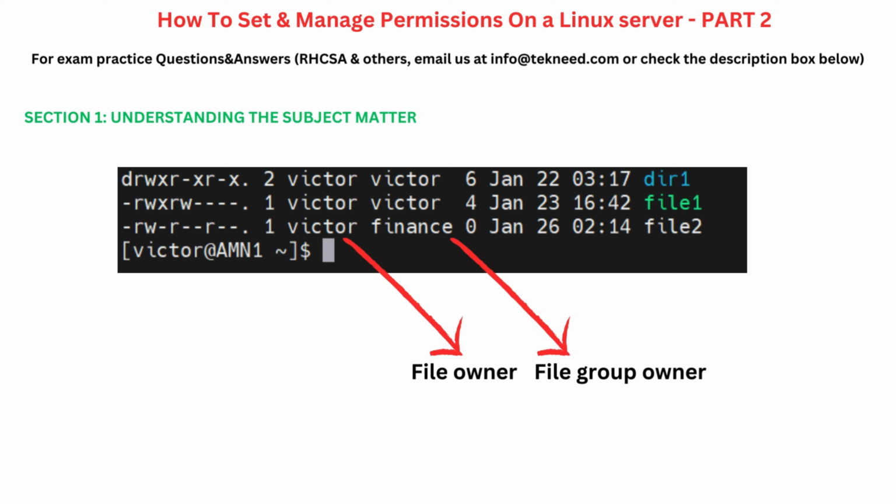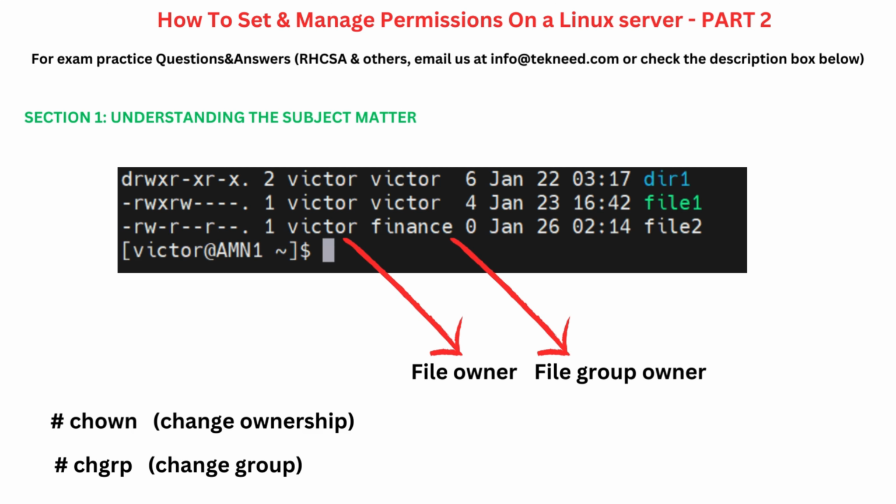So the command that you will use to change the ownership of a file is chown, and the command that you will use to change the group ownership of a file is chgrp.